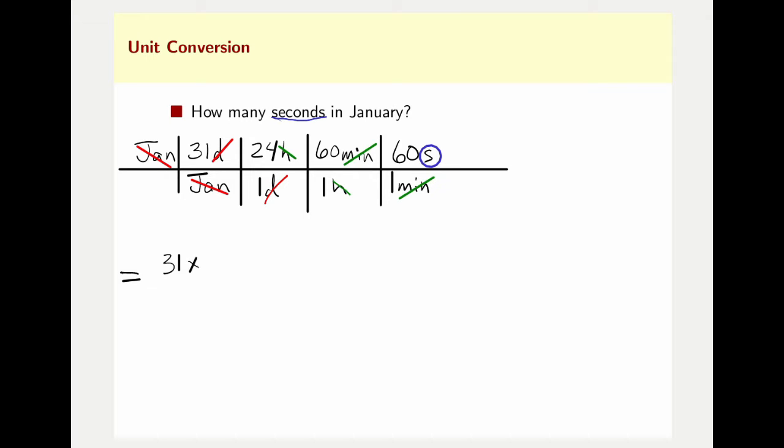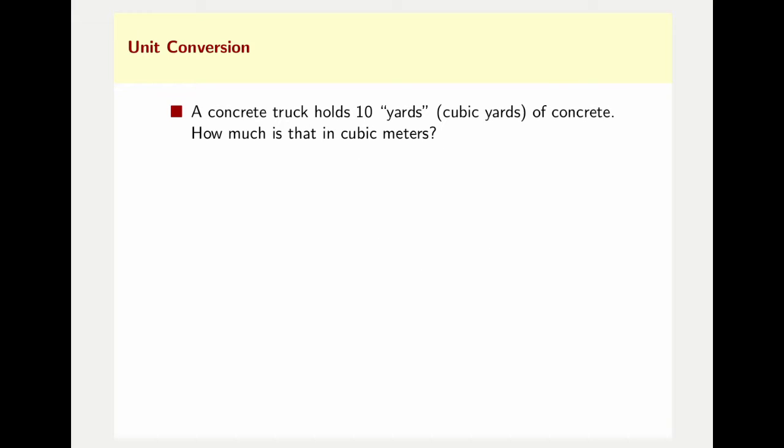31 times 24 times 60 times 60, and the unit I had left was seconds. This equals a very large number, 2,678,400 seconds. Done. For our final conversion example, I wanted to show you how to do a volume conversion.